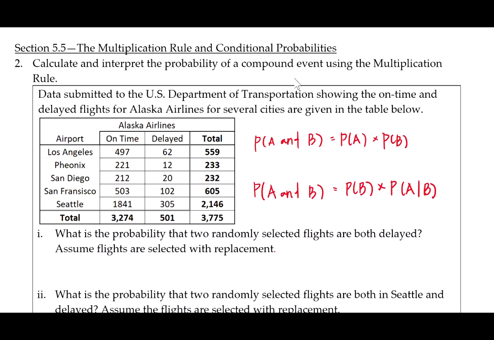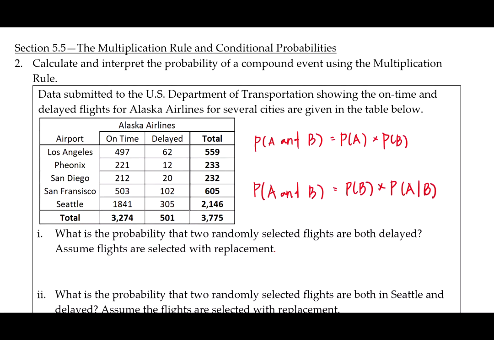Learning Objective 2 from Section 5.5 is to calculate and interpret the probability of a compound event using the multiplication rule. There are actually two versions of the multiplication rule, which I have written down here. The probability of A and B equals the probability of A times the probability of B, or the probability of A and B equals the probability of B times the probability of A given B. Notice that both of these are for AND probabilities.